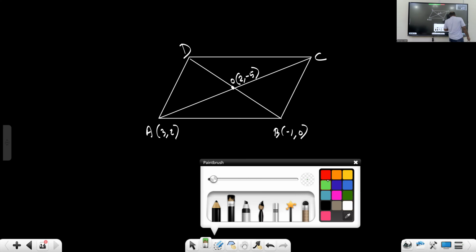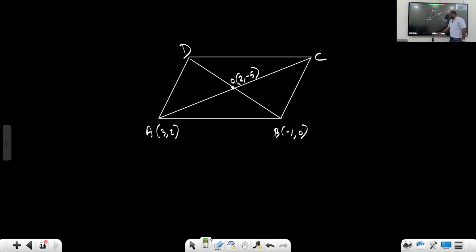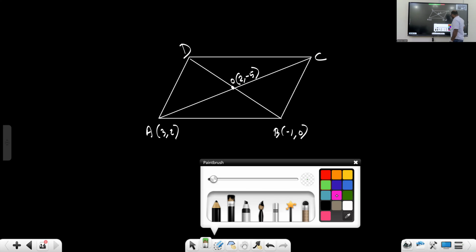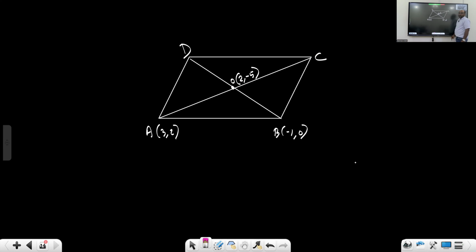In ninth standard you learned that the diagonals of a parallelogram bisect each other. You have this side equal to this side, and this side equal to this side. That means O is the midpoint of AC.